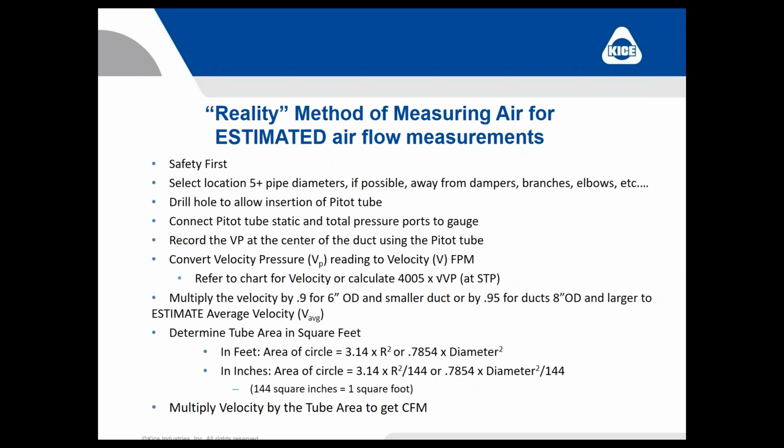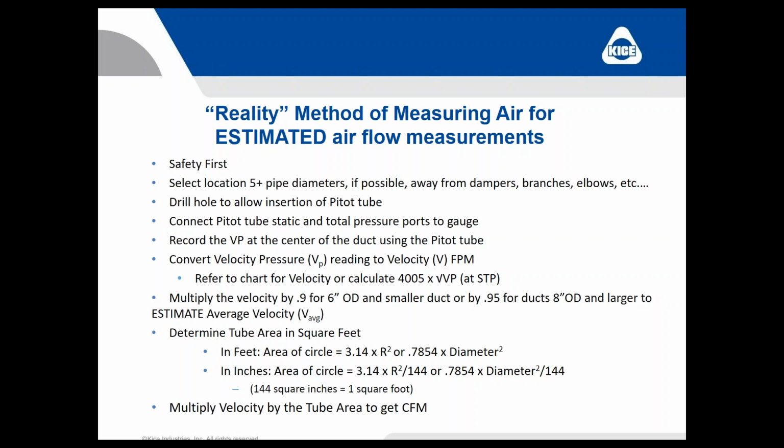Now what we're going to do is take that velocity pressure reading that we get from that gauge. We're going to convert that to a velocity. And the next few slides will show you some of that charting that goes on. But also, because we want to try to get to an average, we will multiply our velocity times 0.9 for 6-inch OD and smaller ducts, and by 0.95 for ducts 8-inch and larger.